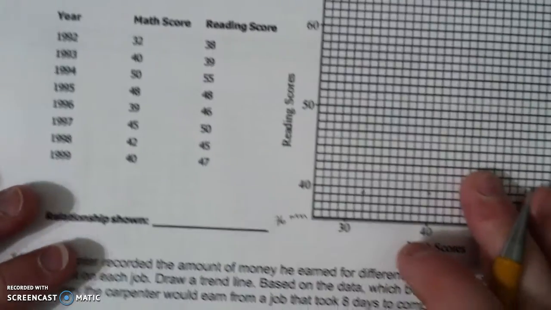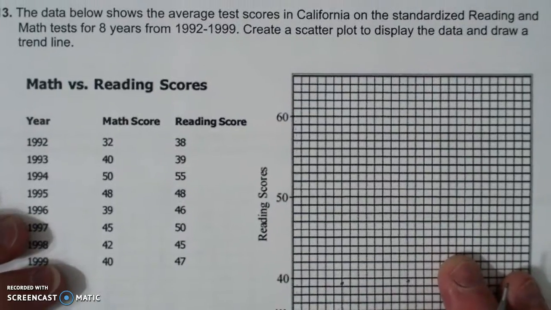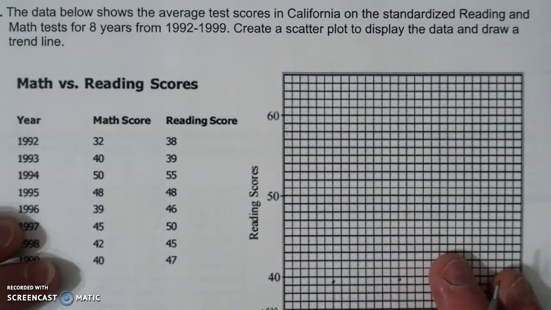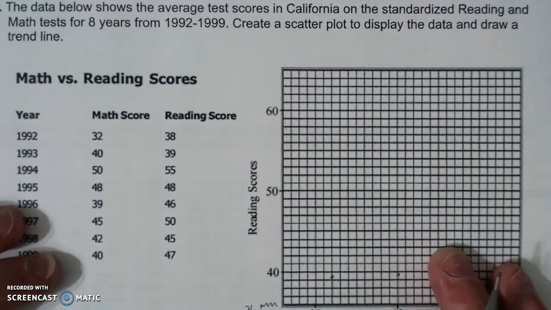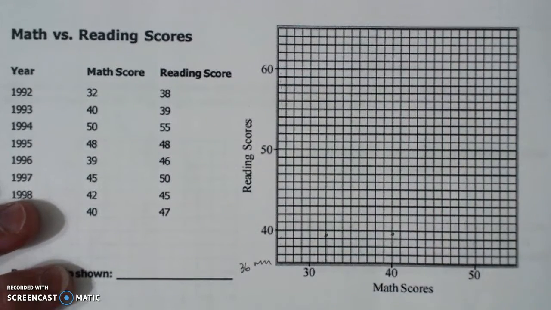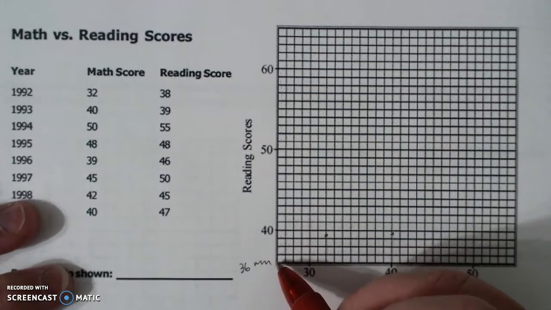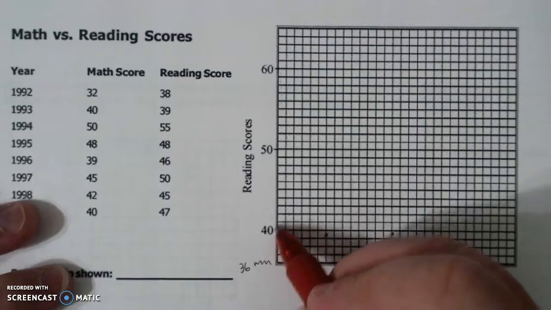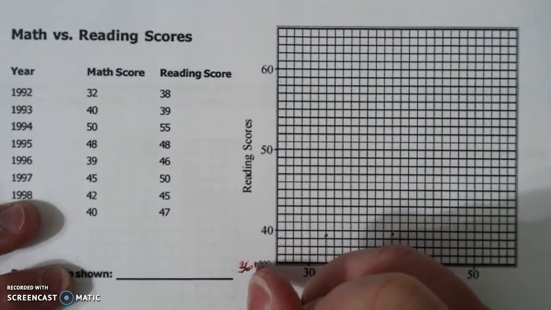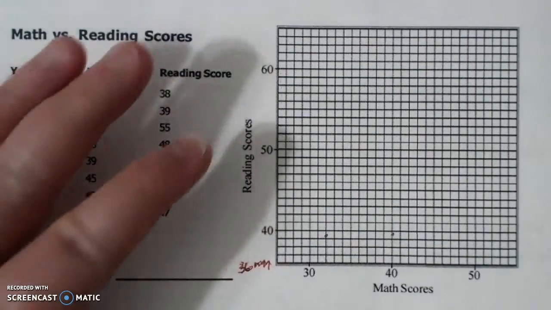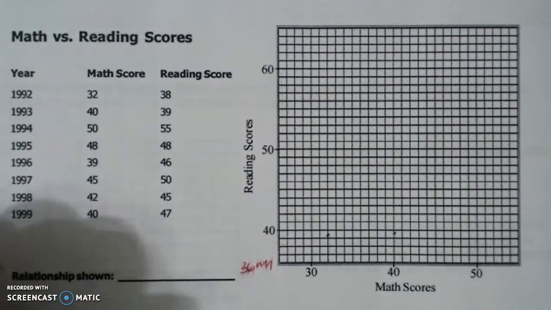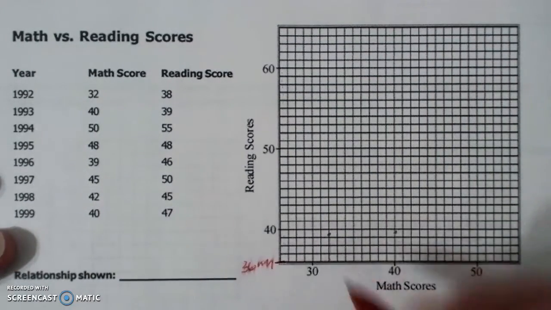Okay, next one. It says the data below shows the average test scores in California on standardized reading and math scores for 8 years. Create a scatter plot to display and draw a trend line. One of the things I'm going to show you is this is only by 5. 1, 2, 3, 4. It's actually 4, but then this is 10 and this is 10. So I'm assuming that this bottom line is 36. It's 36 right here. And so I'm going to use this line as a 36.